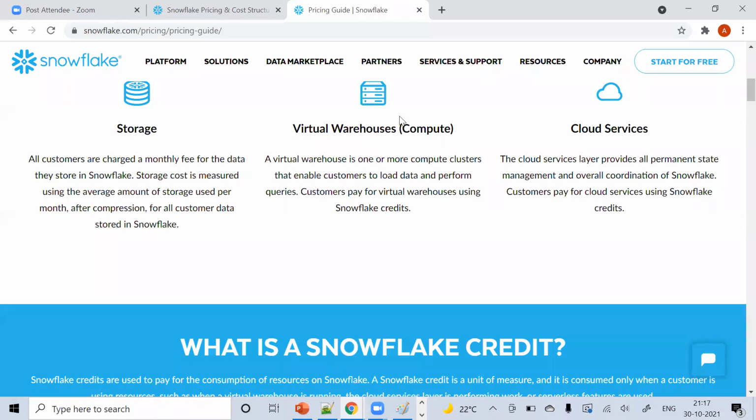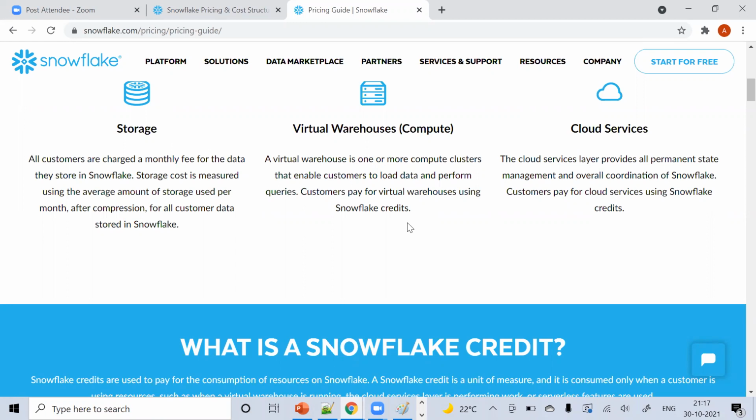And then if you talk about virtual warehouse, a virtual warehouse is one or more compute clusters that enable customers to load data and perform queries. Customers pay for virtual warehouses using Snowflake credits. Okay, that's what we just saw. It's nothing to do with how many nodes you're using internally, that is all managed by Snowflake, guys. I mean, how many nodes to use internally, Snowflake will decide.